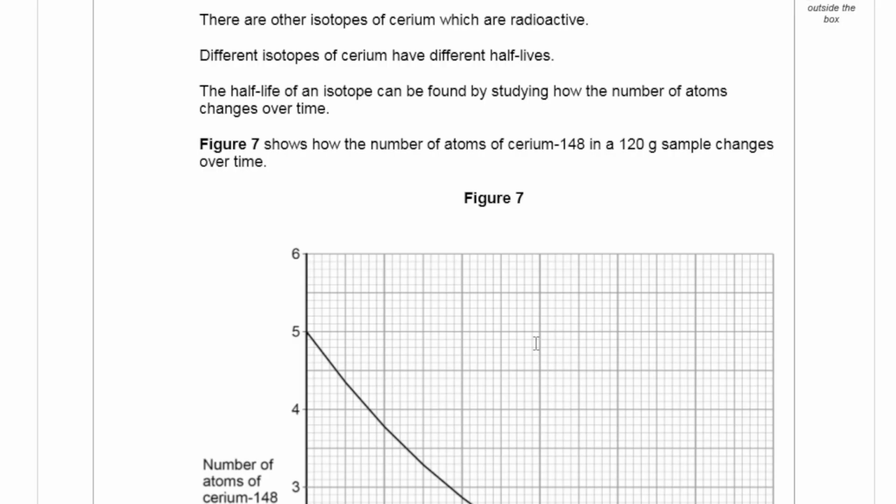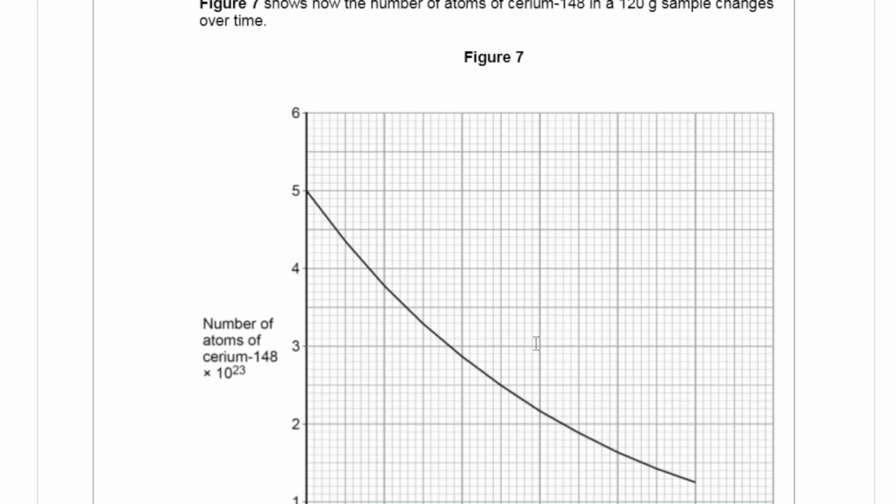So you're starting off with 120 grams, and at the start the number of atoms of cerium is 5 times 10 to the power 23, and after 100 seconds it's 1.25 times 10 to the power 23 atoms.